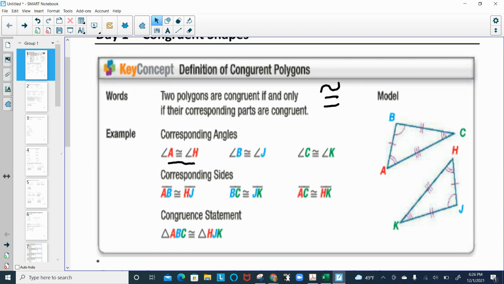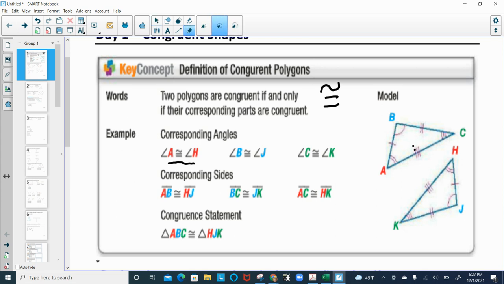Same thing with the sides. You have AB with one tick mark, and you have HJ with one tick mark. BC has two tick marks, and JK has two tick marks. And then AC has three tick marks, and HK has three tick marks.